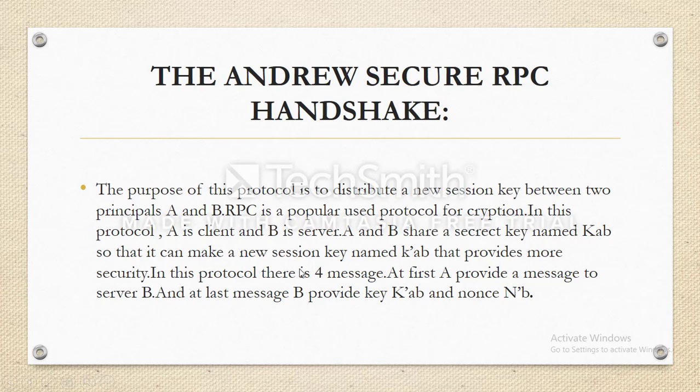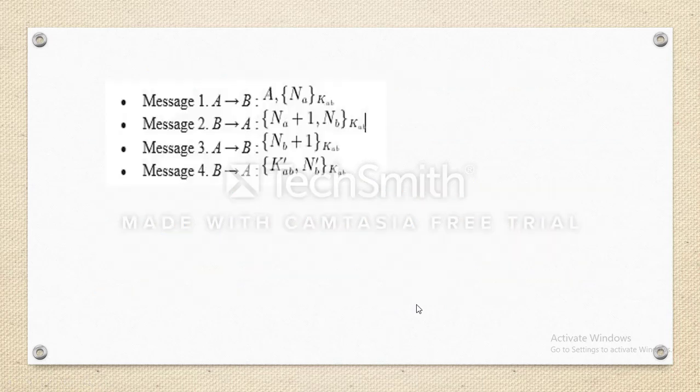In this protocol there are four messages. At first A sends a message to server B, and at last B provides the new session key, named K prime AB, and a new nonce, named N prime B. Now we will see the four messages.